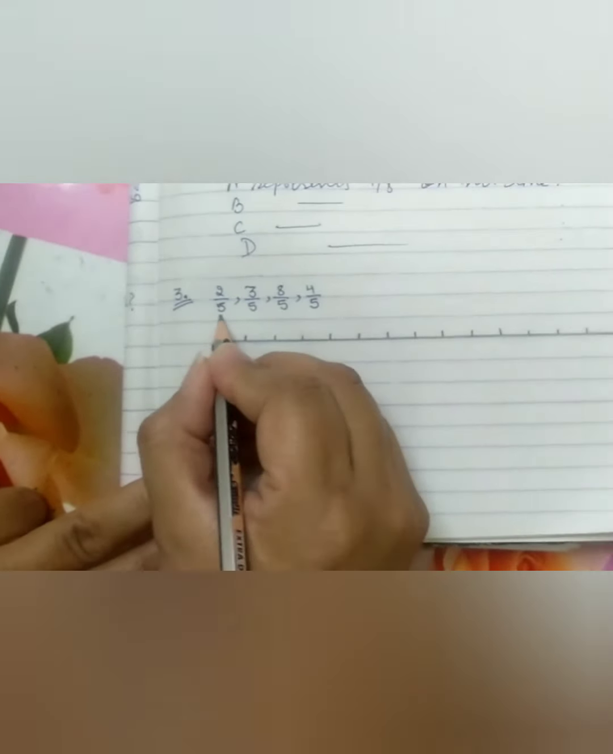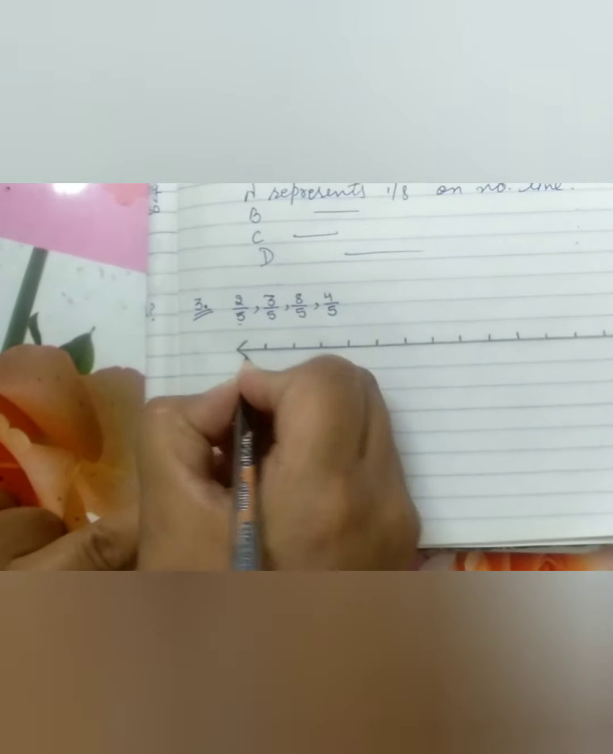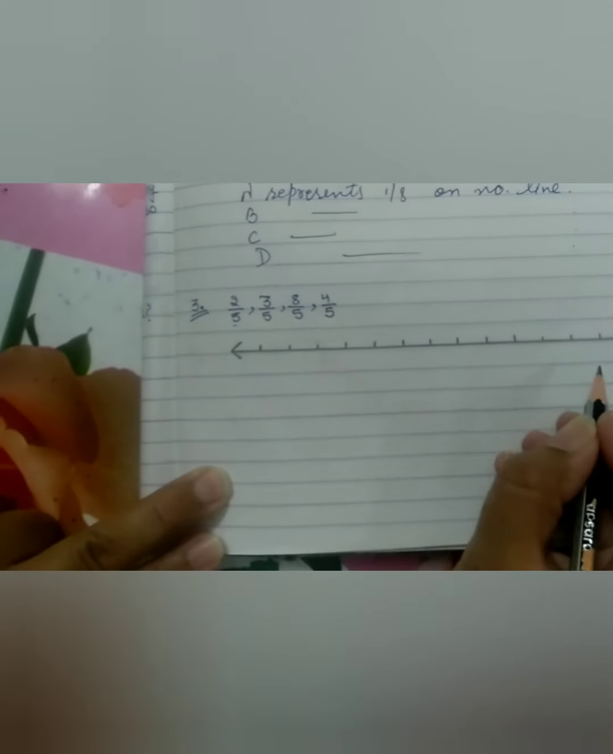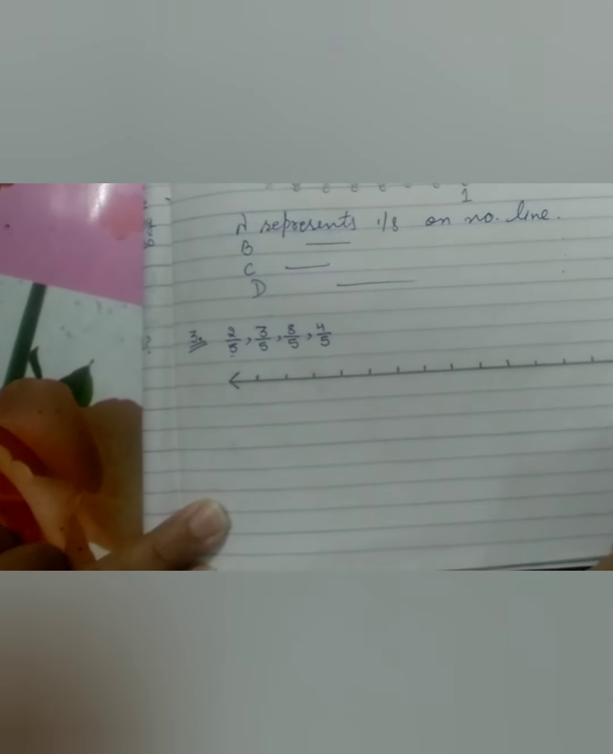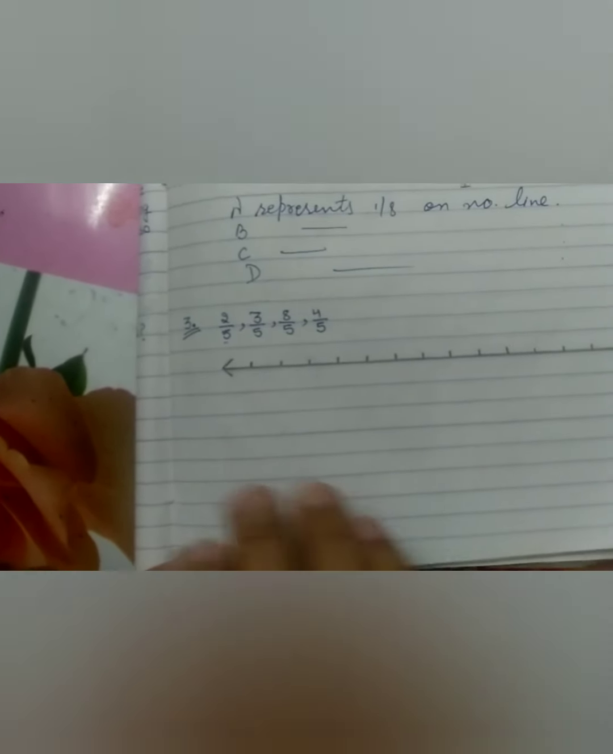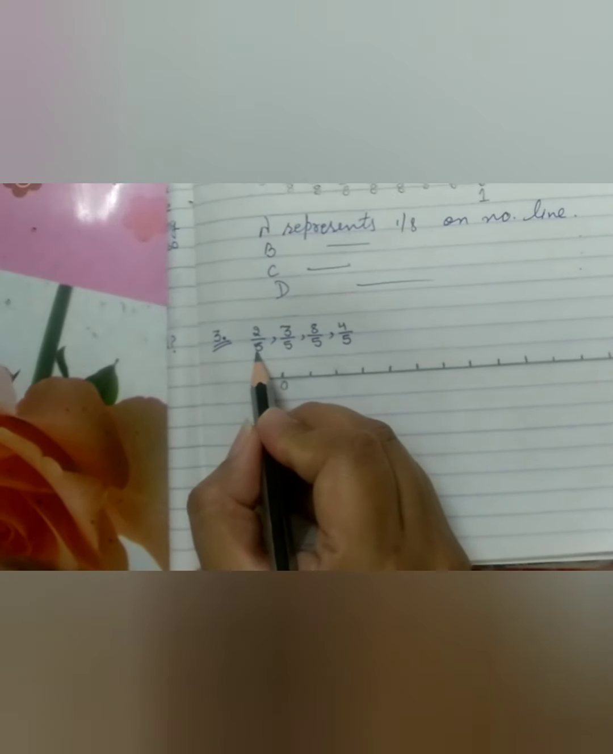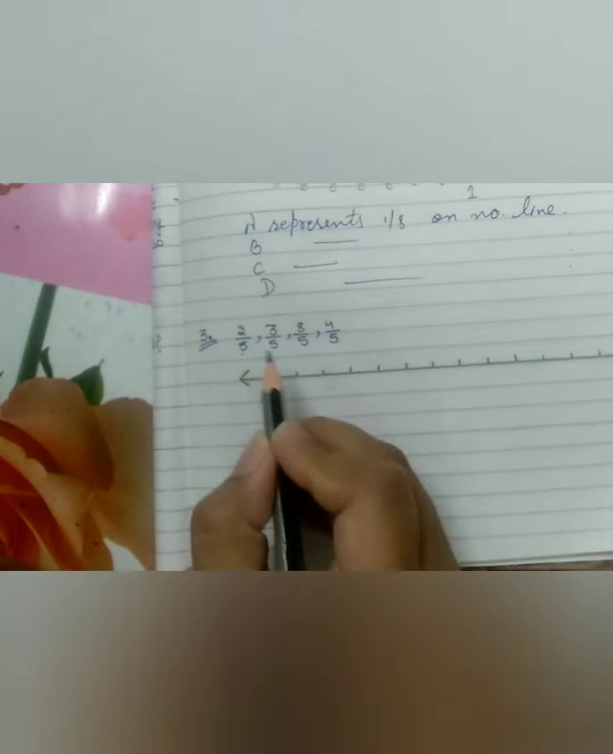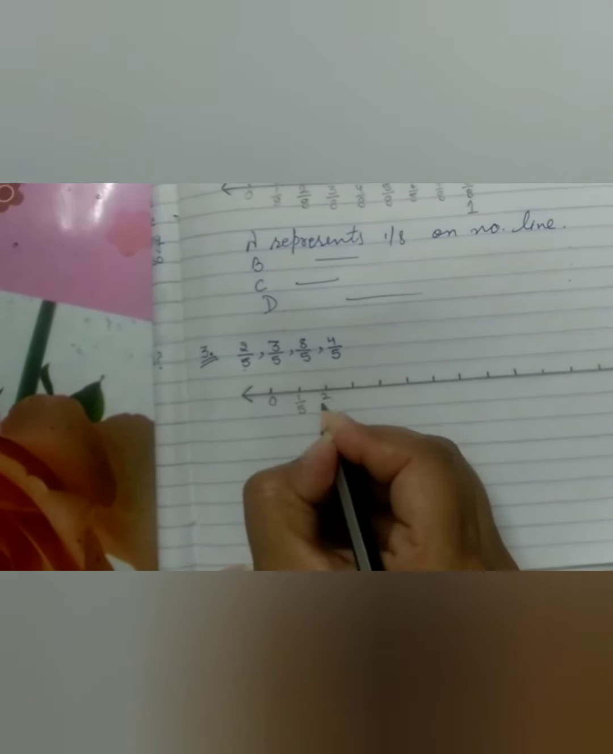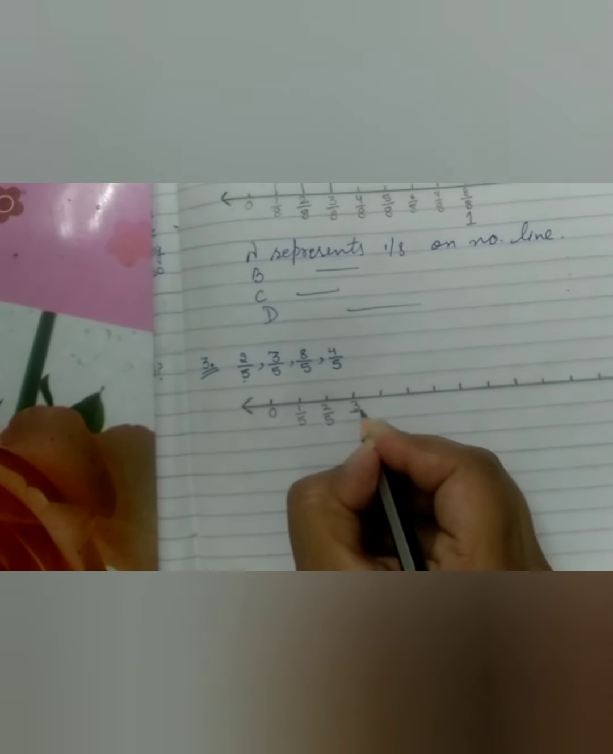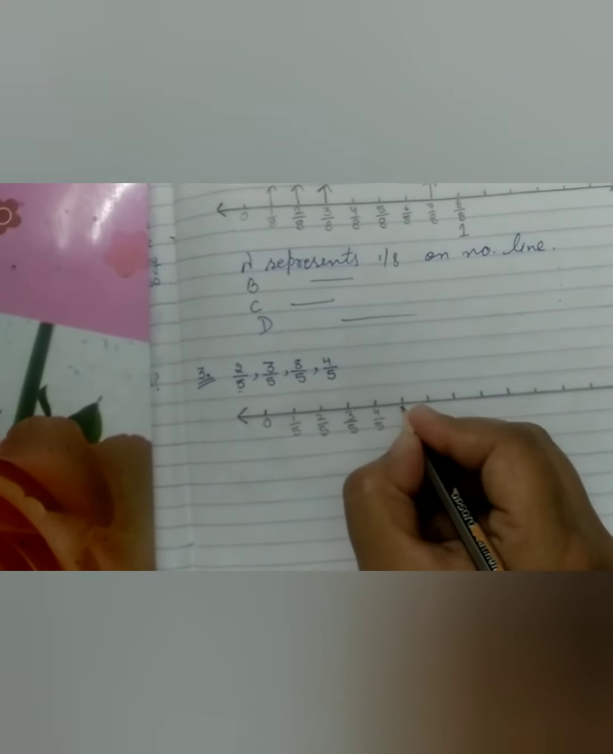So here the denominator is 5. Again we have drawn a line, put in the arrows on both sides and I have marked the points at the same distance. Make sure that all the points are marked at the same distance. Okay. So we have to start with 0. Then now just see, the denominator is 5. So we have to mark the points 0, then 1 upon 5, 2 upon 5, 3 upon 5, 4 upon 5, 5 upon 5.